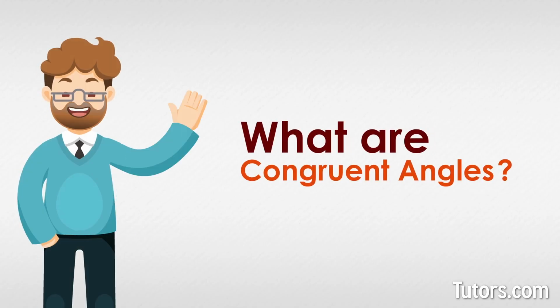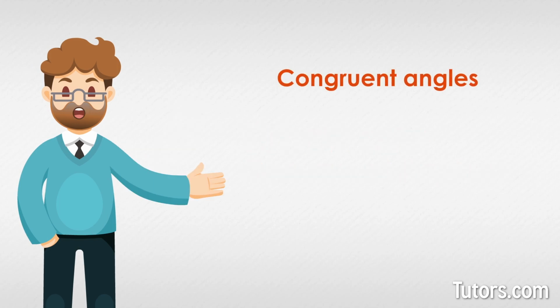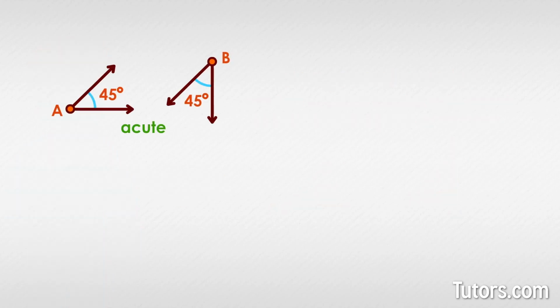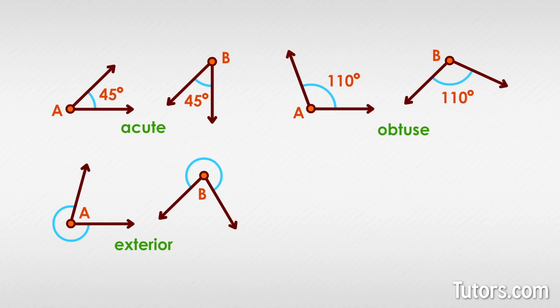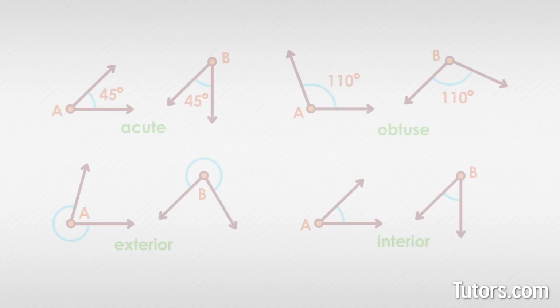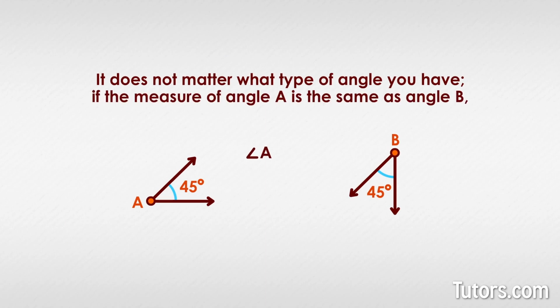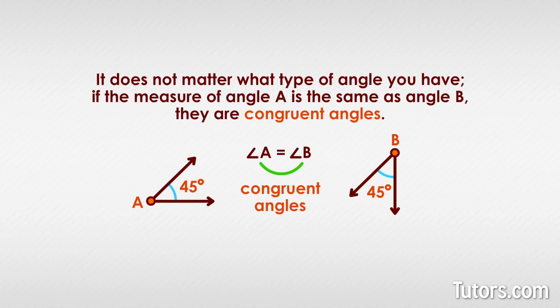What are congruent angles? Congruent angles are two or more angles with equal measures in degrees or radians. Congruent angles can be acute, obtuse, exterior, or interior angles. It does not matter what type of angle you have. If the measure of angle A is the same as angle B, they are congruent angles.